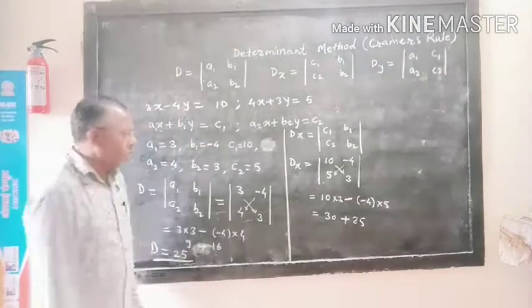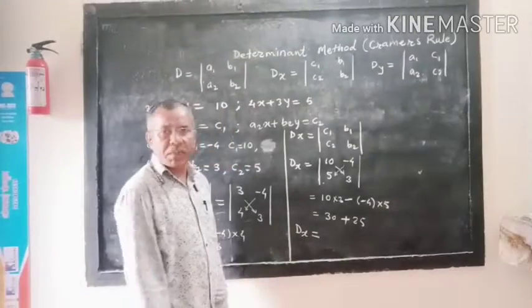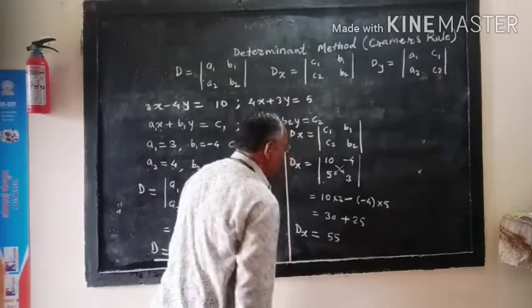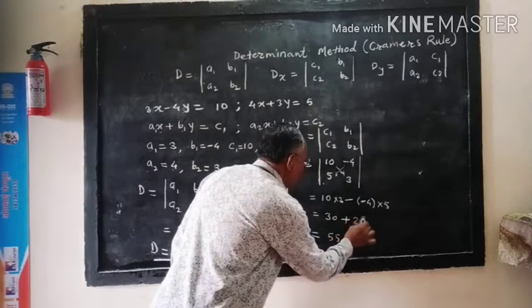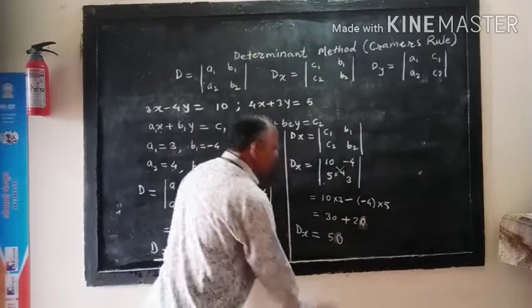Now we will write the last. Therefore d of x is equal to 30 plus 25, that is equal to 55. Sorry, here it is 20, and 30 plus 20 is equal to 50.